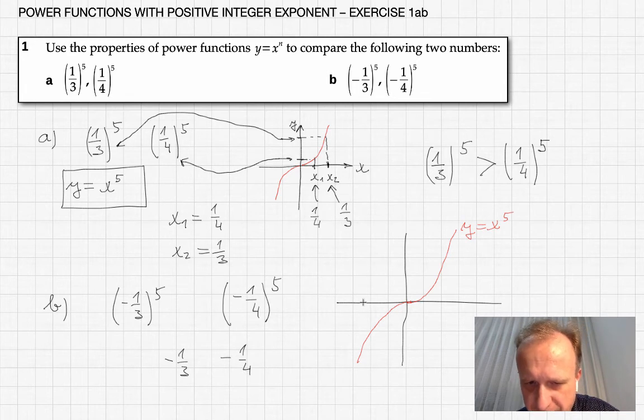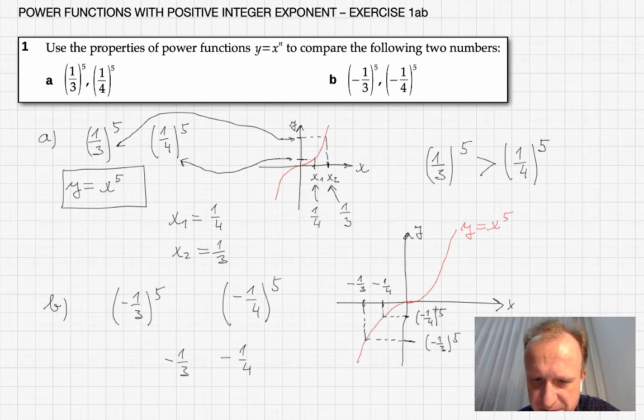-0.25. So perhaps you may place them on the x-axis, okay, x and y. This one would be -1/3 and this would be -1/4. Okay, and you see that the function value of the function for -1/3 is here. So this should be -1/3 to the power of 5. And the function value for -1/4 is obtained like this. So this should be -1/4 to the power of 5.